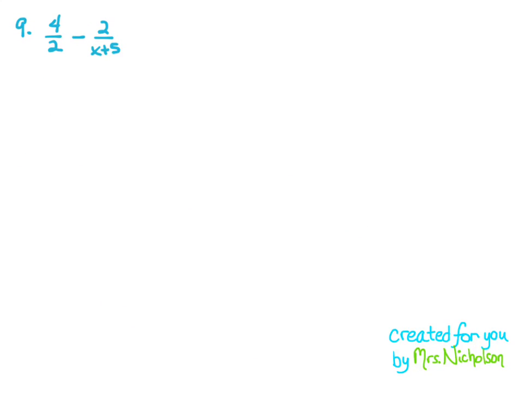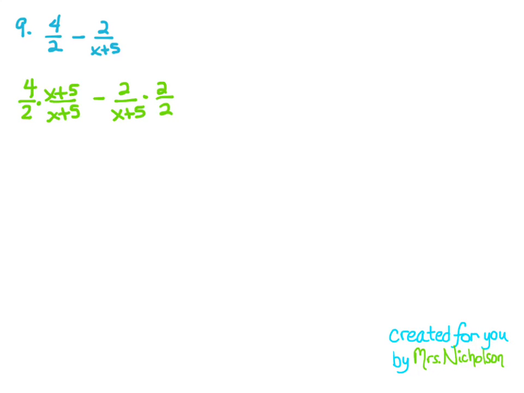So here on number 9, subtracting rational functions. So again, I need to get common denominators. So I'm going to multiply 4 over 2 times x plus 5 over x plus 5. No factoring needed to be done on this one. We're just going to go straight to common denominators. And so this fraction I'm just multiplying times 2 over 2.